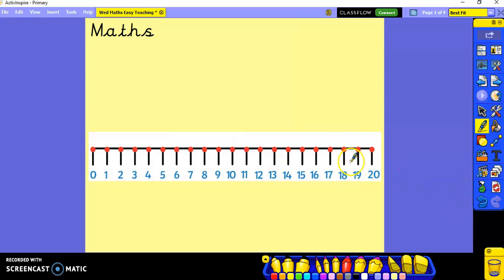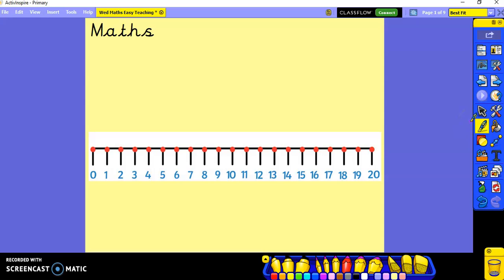And our last one, we're going to start on the number 17 and we're going to count back 5 bounces. So backwards this time. 1, 2, 3, 4, 5. And we have landed on the number 12. Well done to everybody who called out the right answer.